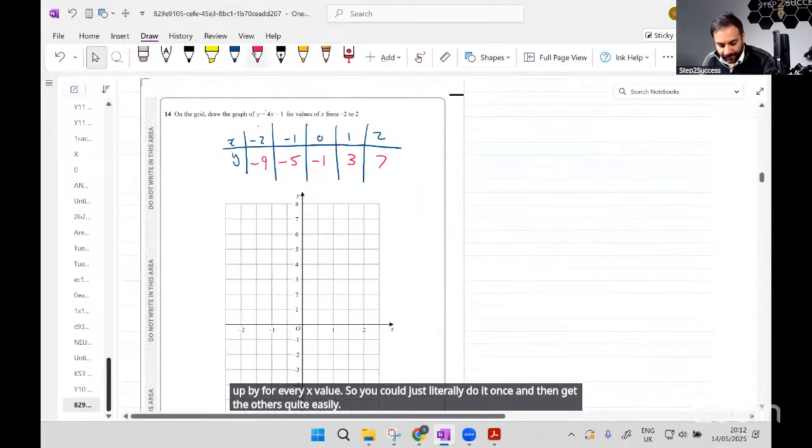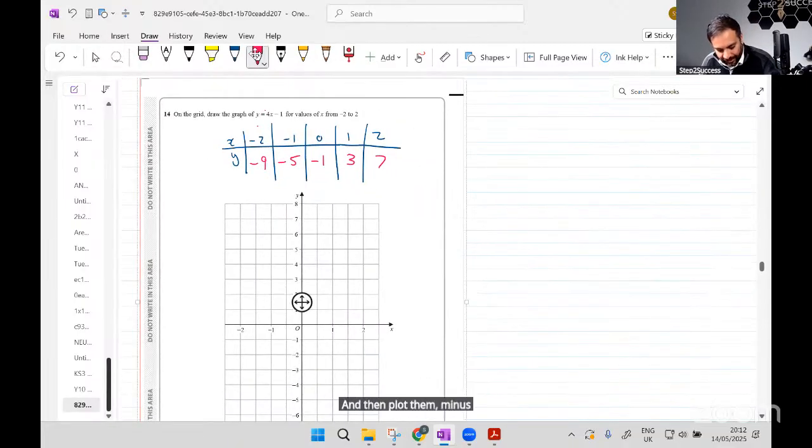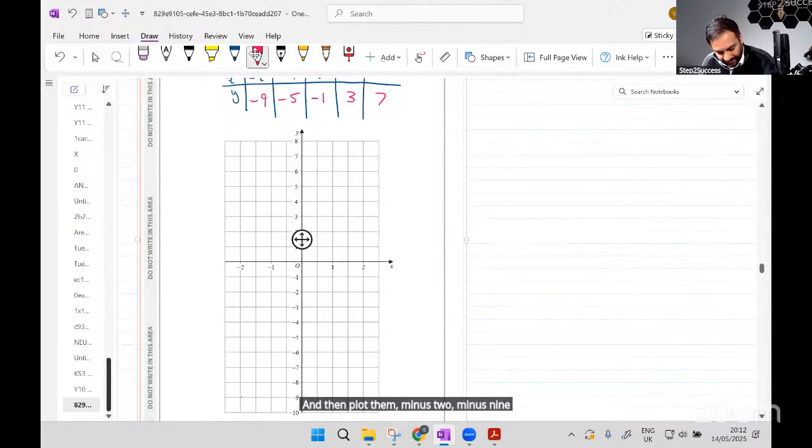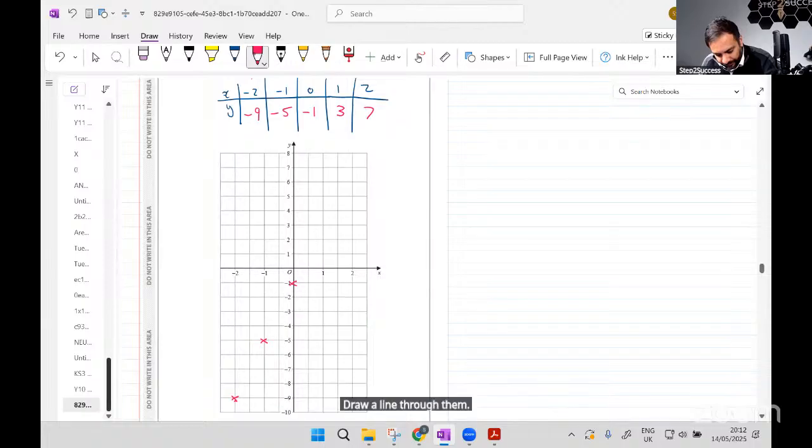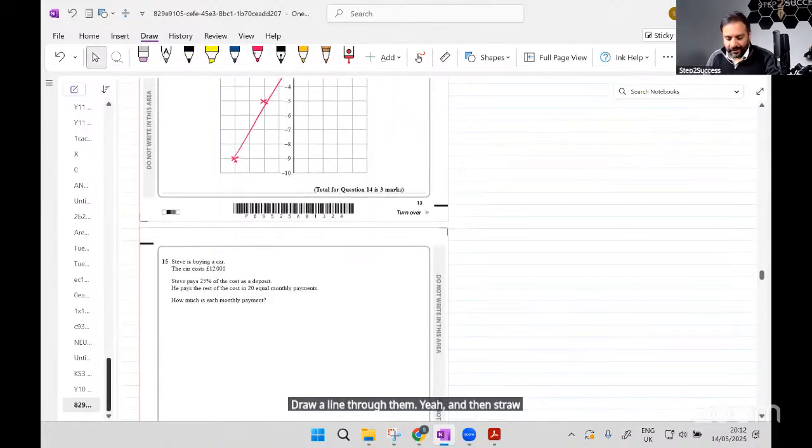And then plot them. Minus 2, minus 9 is down here somewhere. Minus 1, minus 5. And once you've done a few of them, you kind of don't need to do any more. Just draw a line through them. Yeah, and then draw a line through them, something like that.